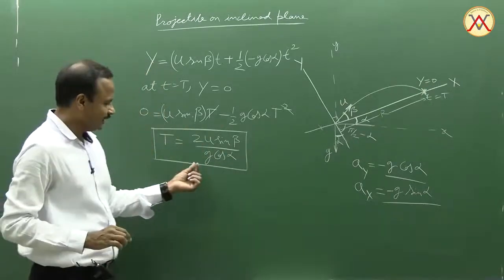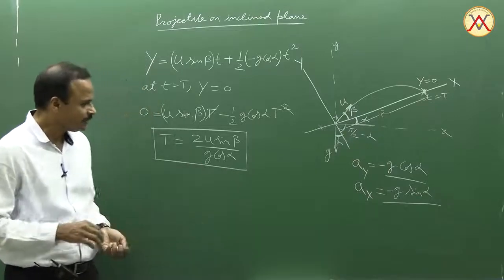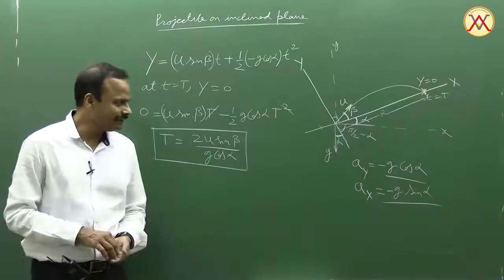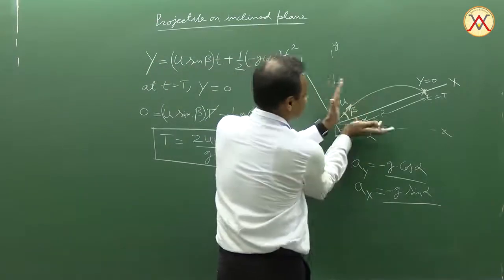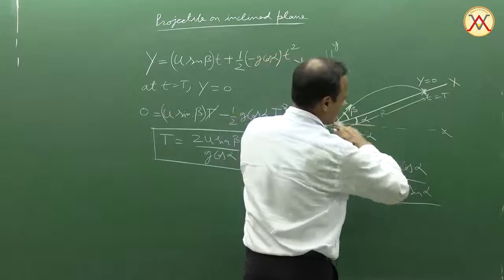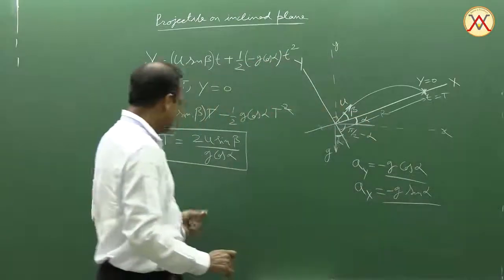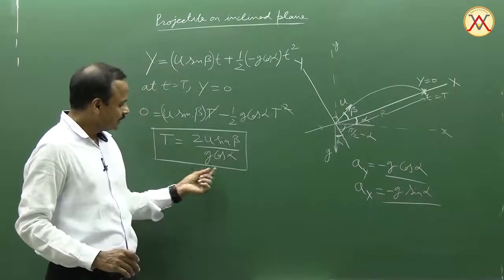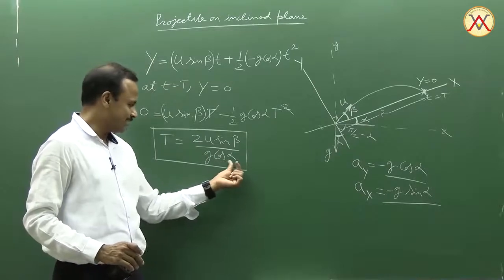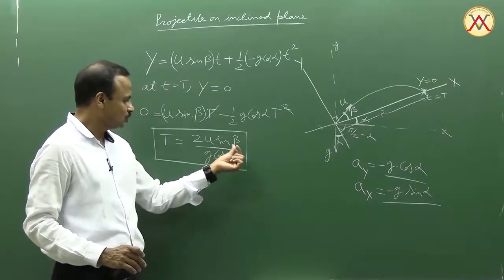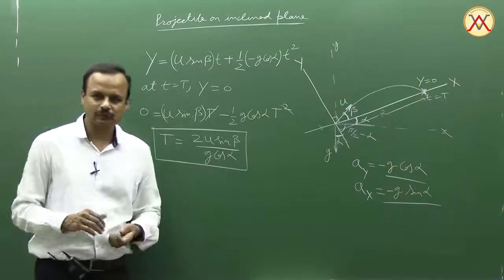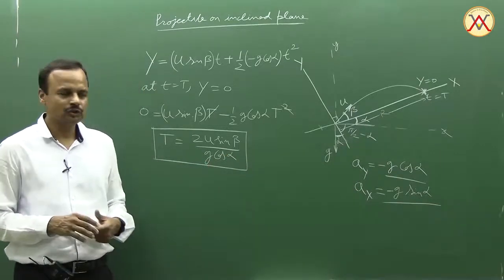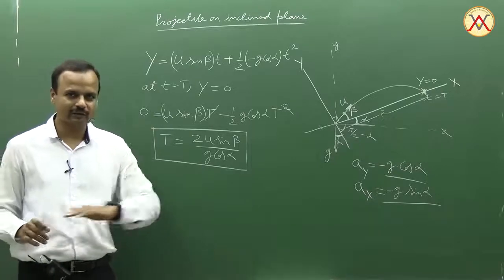You can verify this result. You can check this result for the special case of alpha equal to 0. Because if you make alpha equal to 0, the inclined plane becomes horizontal, and for that case cos alpha is 1, and you get 2u sine beta by g, which indeed was the result for time of flight in our usual case of projectile on a level ground.